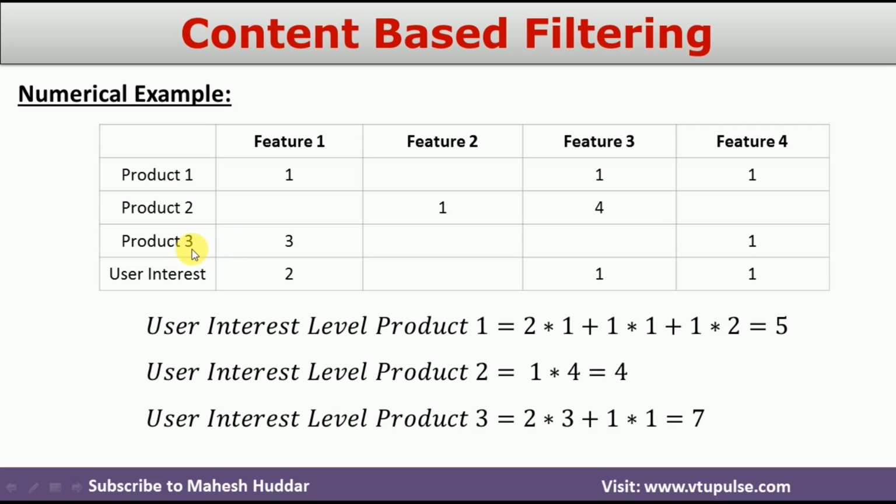Similarly, the user interest in product 3 is 2 into 1, that's the first one. Not 2 into 1, 2 into 3, sorry, 2 into 3. This user does not have interest in feature 3 directly. He has an interest in feature 4, 1 into 1 here. So 2 into 3, 1 into 1, that is equivalent to 7. Now if you see this particular data, you can see here the user interest level in product 3 is maximum, so the system will recommend the third product to this particular user. So that is how it works in this case.